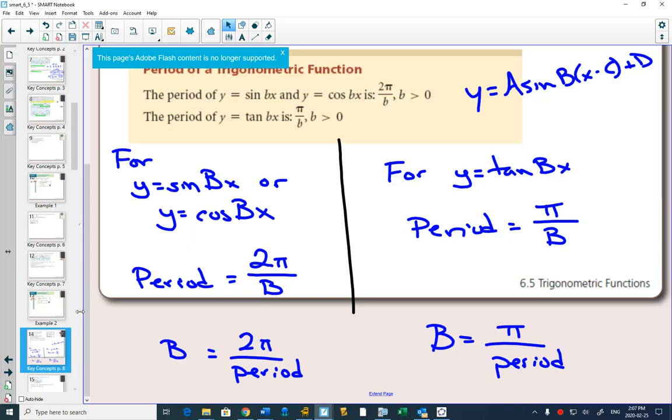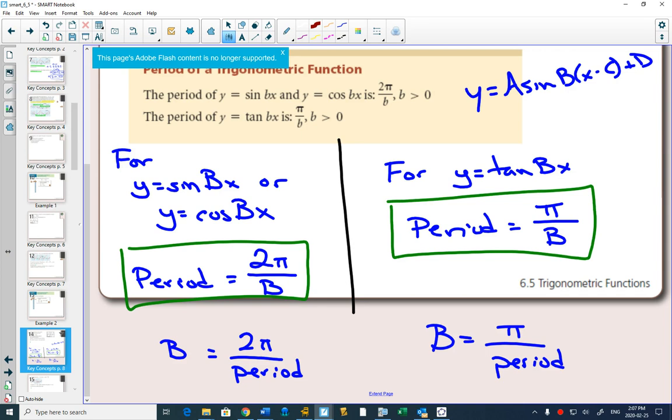With your tan graph, since your original period is pi, then your new period will be pi over b. And for both of these formulas, we've got our period formula for sine and cos and our period formula for tan. You could rearrange those to get a b value formula, because we're going to have to work backwards as well. We're going to have a graph where you know the period is 3 pi. You're going to have to write what the equation is. So you'll have to figure out what your b value is. Okay, questions for number 2 are 3, C, and D.